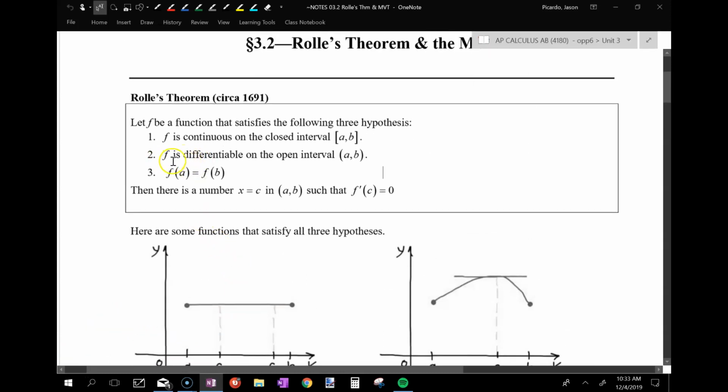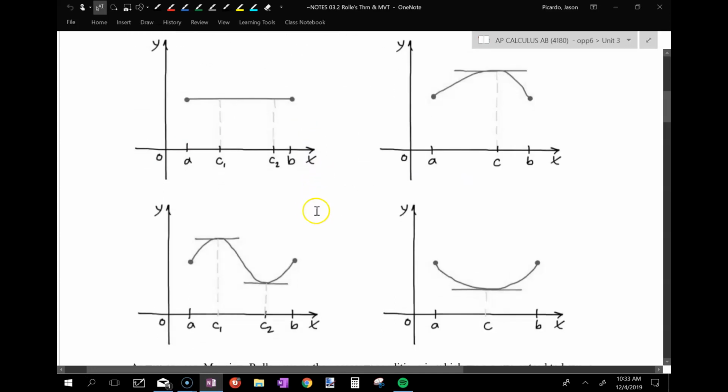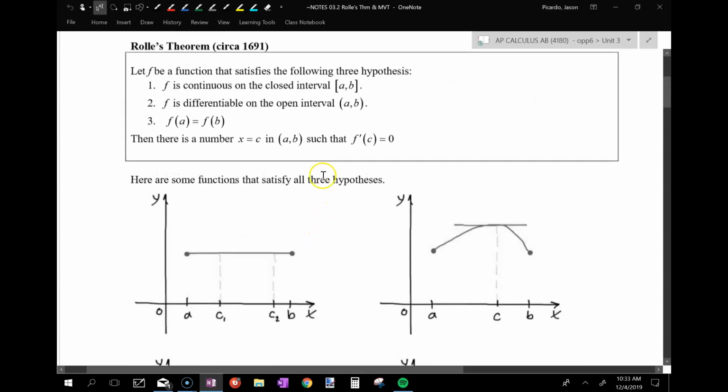Condition number two, the function must be differentiable on the interval. Well, any sharp points? No, right? And that would be the only thing that would lead it to be not differentiable, because if it's continuous, we don't have any holes or any asymptotes, right? Or a curve like this. It could be a trig curve.